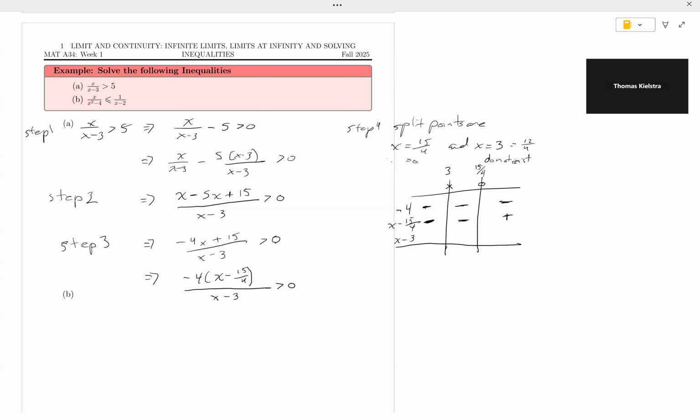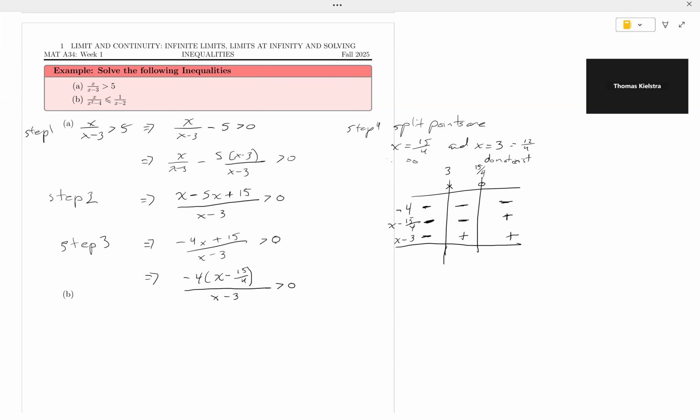Similar for x minus 3. Plug in a massive number like 1,000, we get positive. Plug in a massive negative number like negative 1,000, we get a negative. It is negative before the split and positive after. Well, the split is 3, so positive, positive, negative.